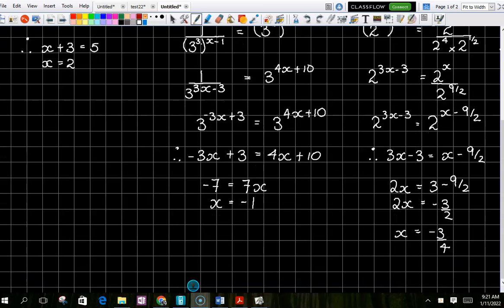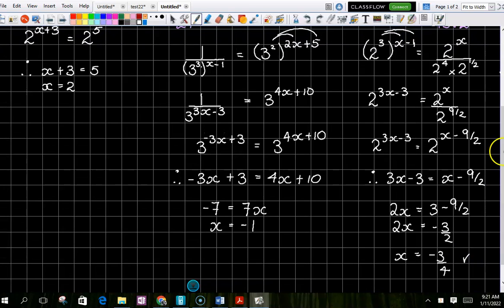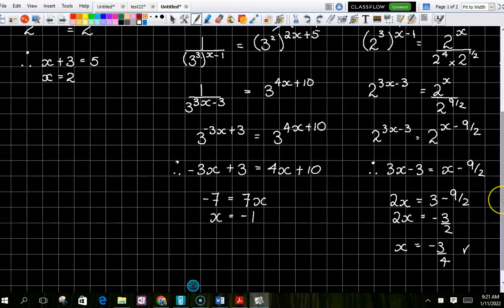Feel free to pop that into your calculator and check that should be correct. Okay, what I want you to do is make sure that you are writing down and showing your process and your steps each time. Hope that helps.